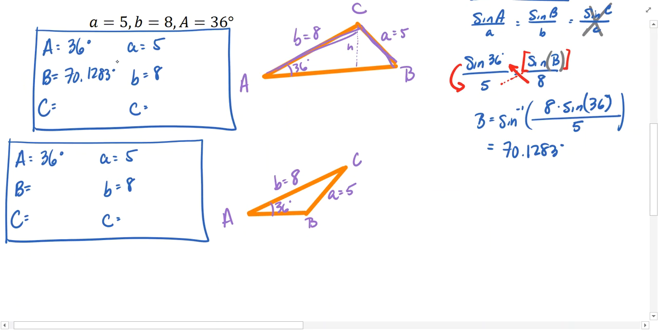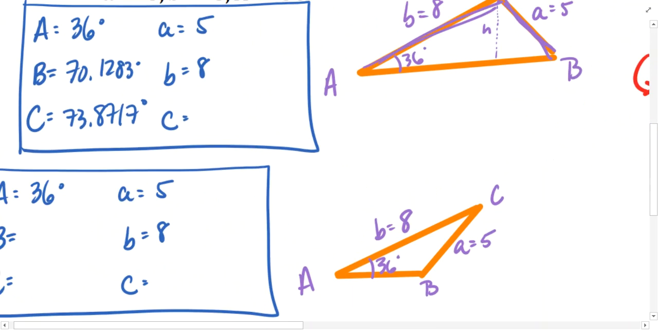So it looks like angle measure b is 70.1283 degrees. And if I subtract these two angles from 180 degrees, that means that angle measure C is equal to 73.8717. The sum of these three angle measures is now 180 degrees.